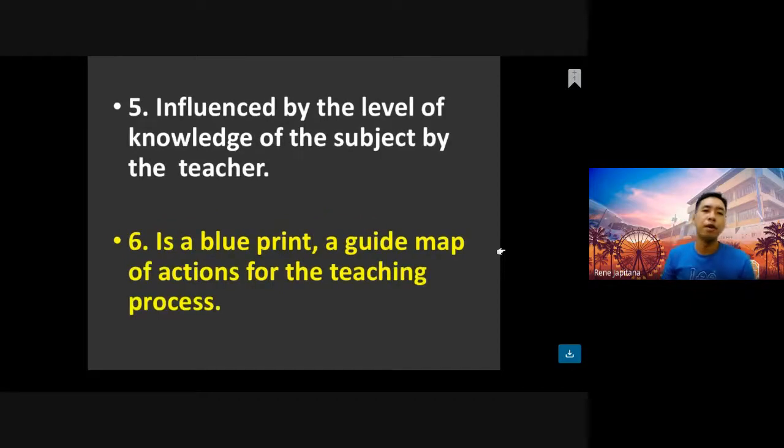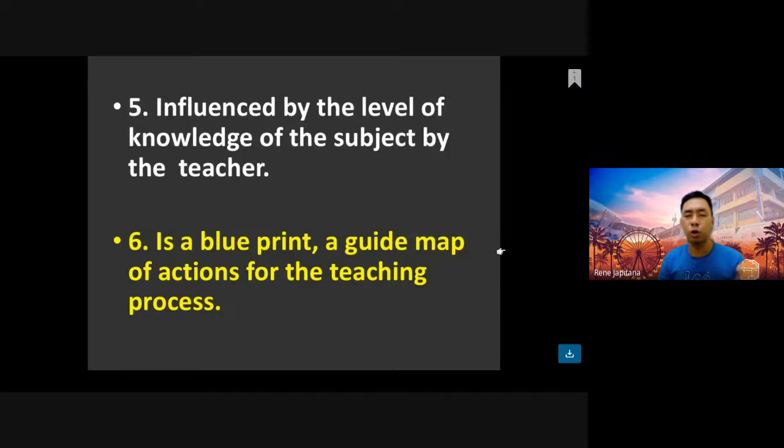Number 5, it is influenced by the teacher's level of knowledge of the subject. It is very difficult to teach a subject which is not in your expertise. But when you are deployed in the real battle of teaching, you may probably be given a subject matter which is not in your expertise.